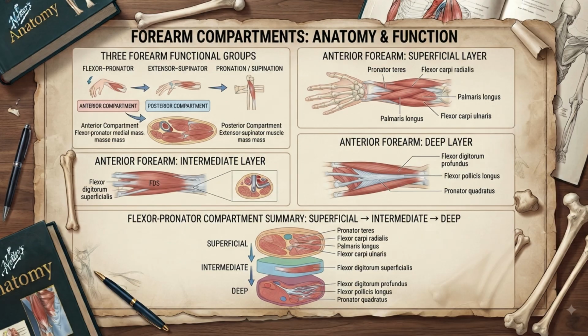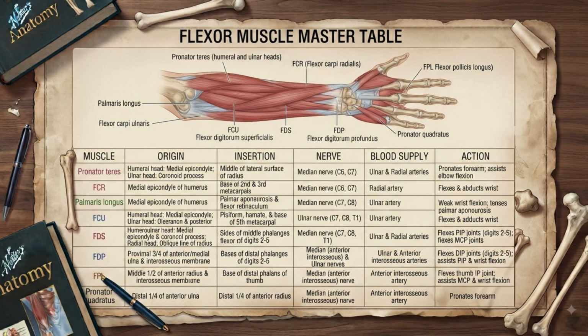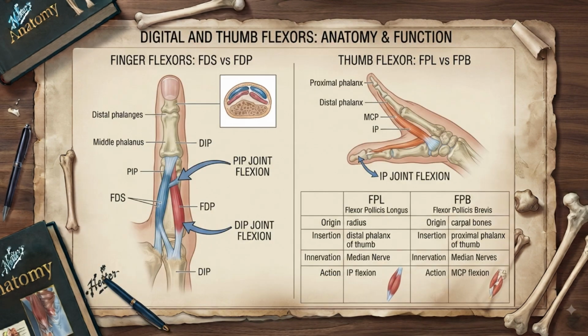Most of these muscles are supplied by the median nerve or its branches, with an important exception: the flexor carpi ulnaris and the medial part of FDP, which are supplied by the ulnar nerve. This is your complete flexor-pronator muscle table. When revising it, don't try to memorize everything at once. Start with action, then nerve, then origin and insertion.